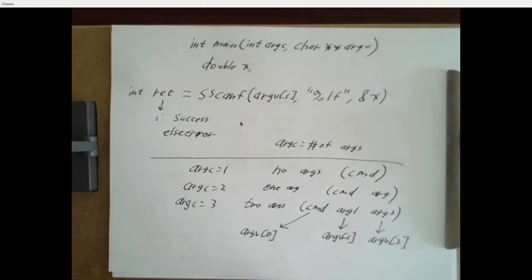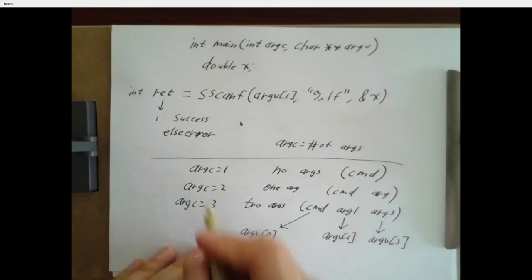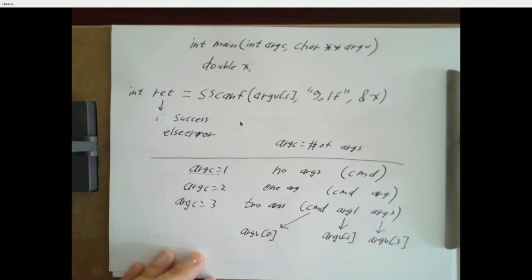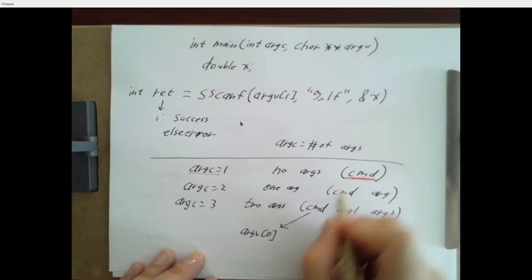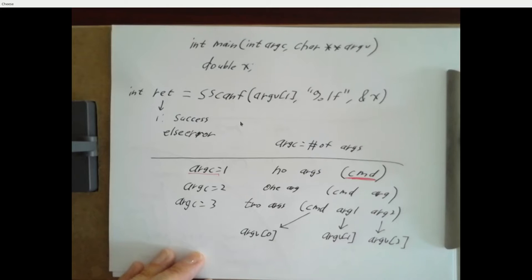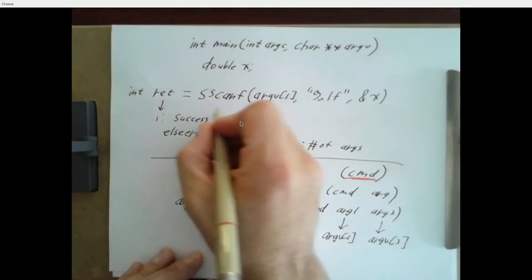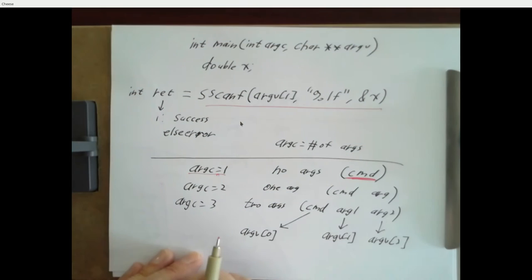So if you run this command with no arguments, argc is 1, and argv[0] will be the name of the command. What will argv[1] be if you didn't put on a command line argument? We don't know. Which means if argc is equal to 1 and you try to do this, you're going to seg fault. And that won't assess.